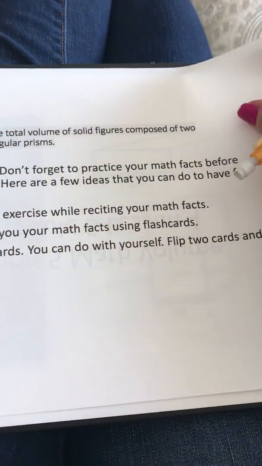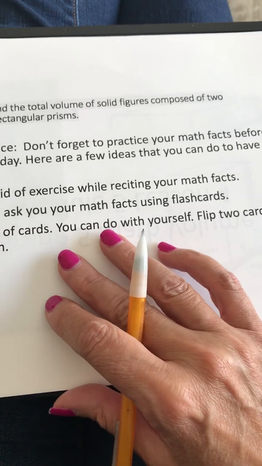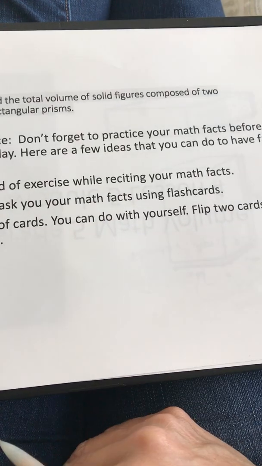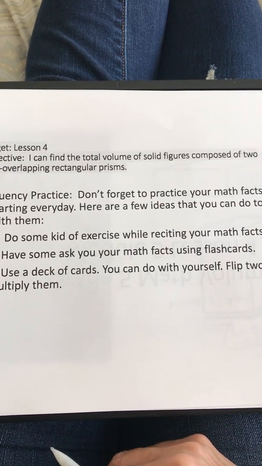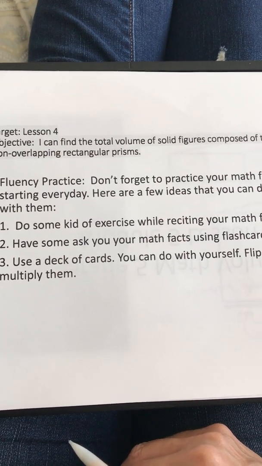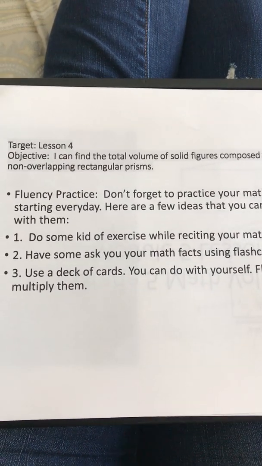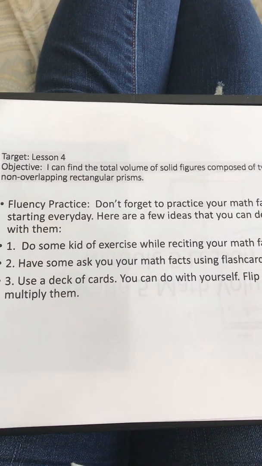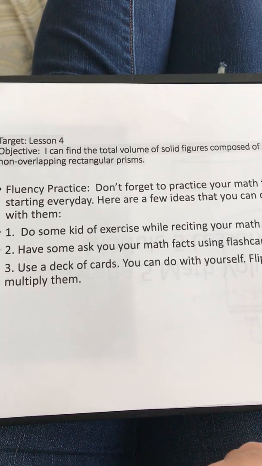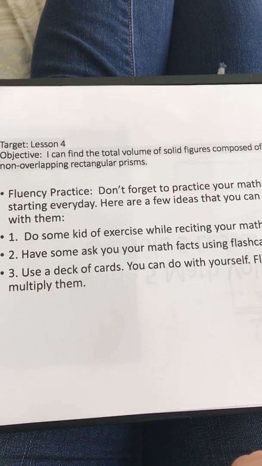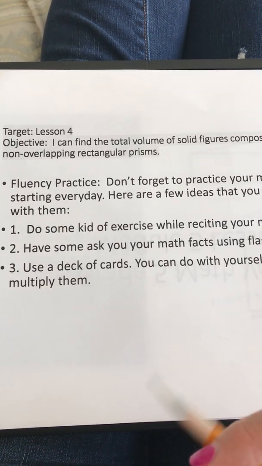Okay, so make sure you have your paper and pencil ready. And our target for today is I can find total volume of solid figures composed of two non-overlapping regular prisms. In other words, we're going to take two different figures, find the volume for each one, and then we're going to add them together.